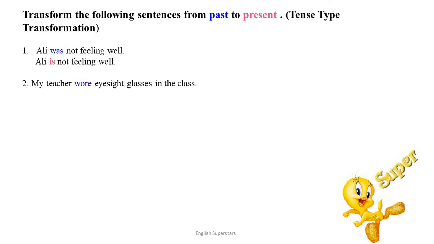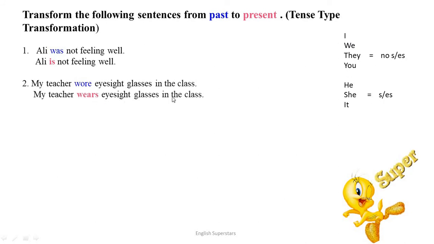Now, wore is the past of wear. That you know, right? But the problem is that my teacher is only one, means she or maybe he, right? So, for the singulars, we put S or ES. Here, see, I, we, they, you know, S or ES. He, she, it, S or ES. So, my teacher wears. We're talking about he or she, right? Might be a female teacher or might be a male teacher.